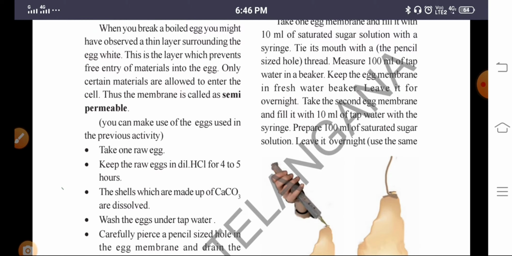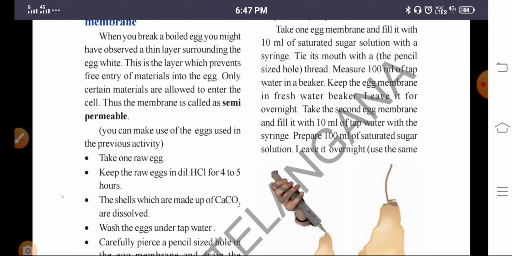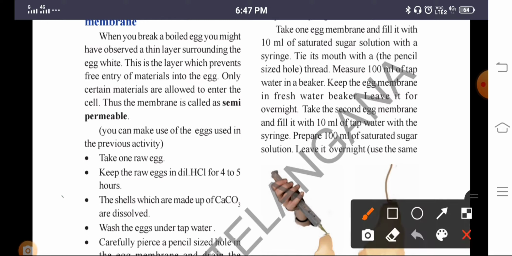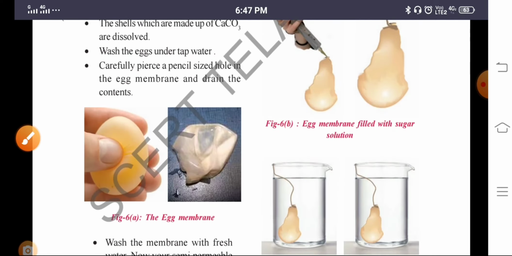Then take the second egg peel, that is the plasma membrane, fill it with 100 ml of tap water, and keep it in 100 ml of saturated sugar solution. Now what observations can you find?